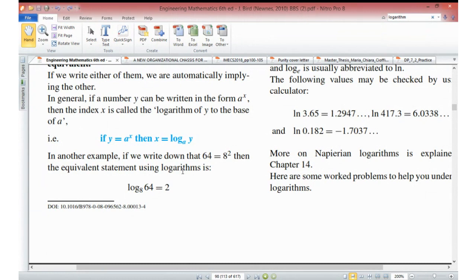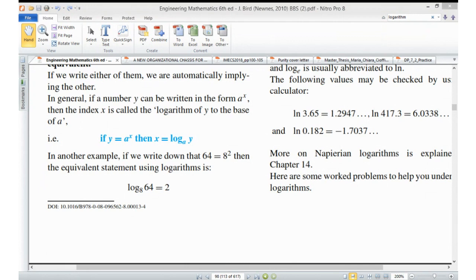The same happens at this particular point. So this is the general expression of what a logarithm is supposed to do. In general, if a number y can be written in the form of a power x, then the index x is called the logarithm of y to the base of a. So that's generally what logs are all about. It is another way of expressing indices.